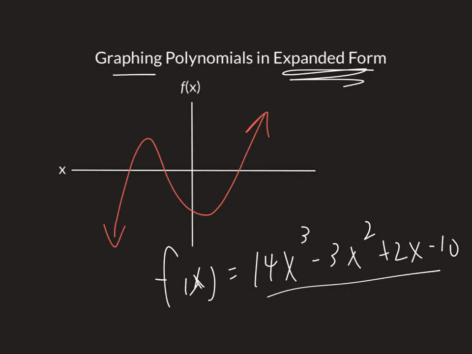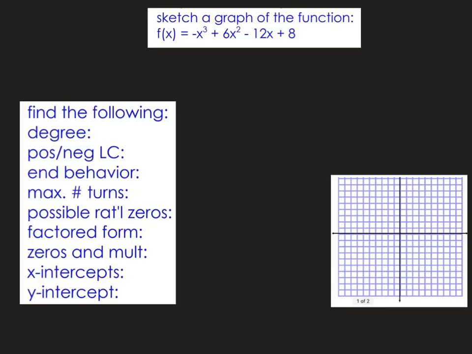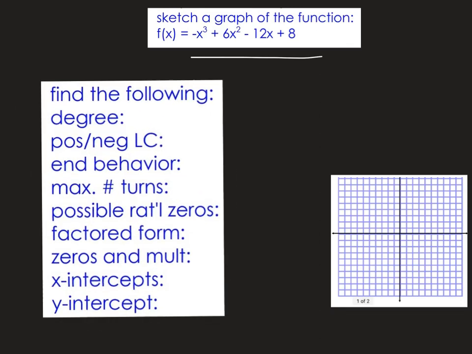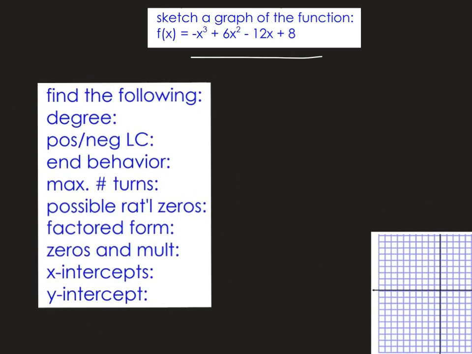So let's dig in. Our first function in standard form is negative x to the third plus 6x squared minus 12x plus 8. And so we still have these same questions that we want to answer over on the side, right? For instance, find the polynomial's degree. Well, I know that this is a third degree polynomial, leading me to believe that it should have 3 zeros to account for. Is the lead coefficient positive or negative?